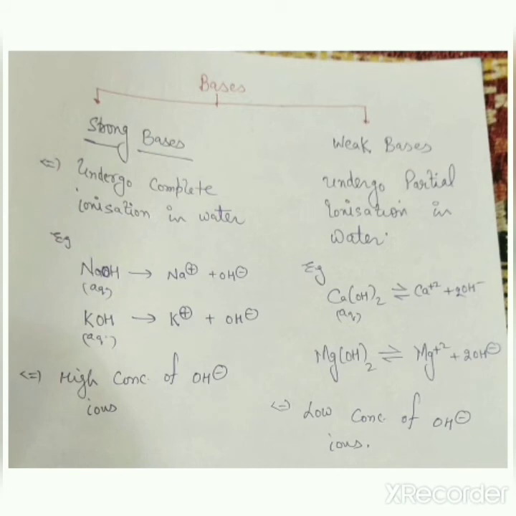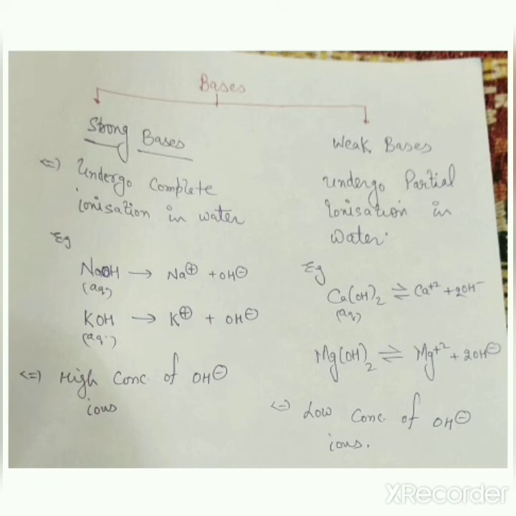Classification of bases on the basis of their strength is of two types: strong bases and weak bases. Strong bases undergo complete ionization in water. It means they have a large amount of hydroxide ion in aqueous solution. Example: sodium hydroxide NaOH, potassium hydroxide KOH. They will split up into ions in water like Na plus, OH minus, K plus, OH minus.